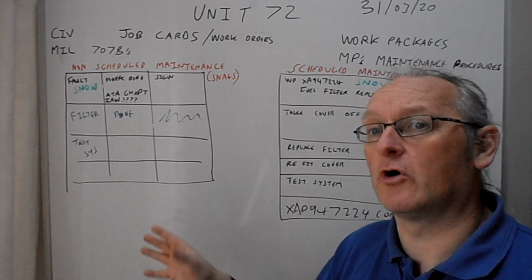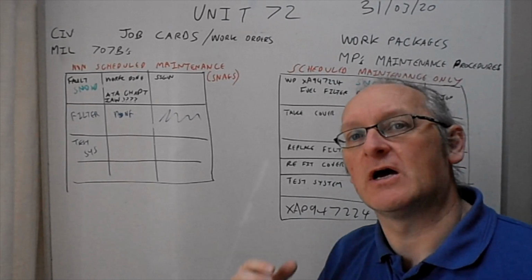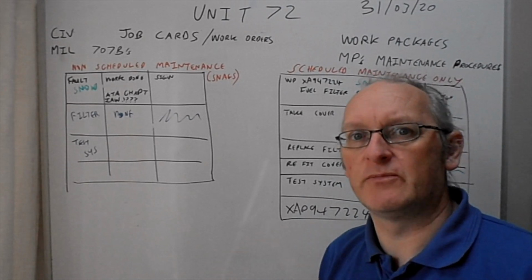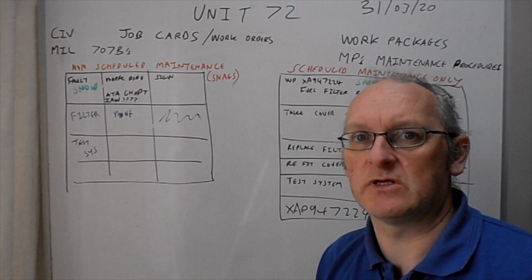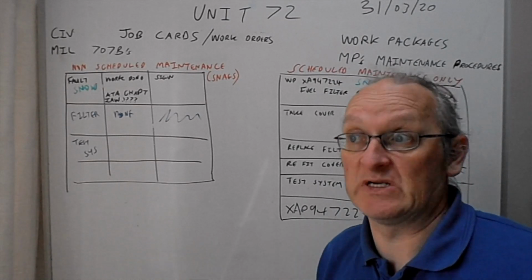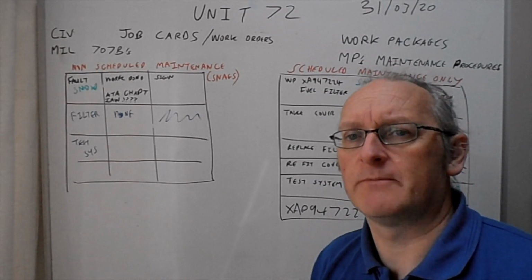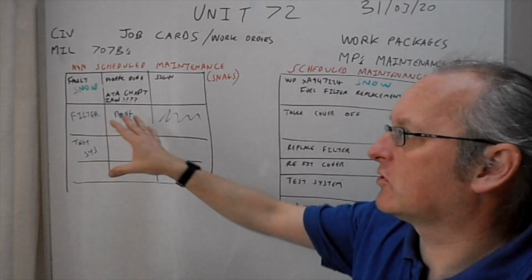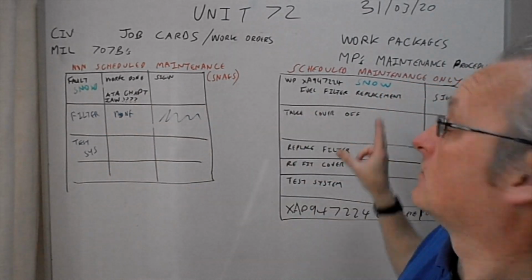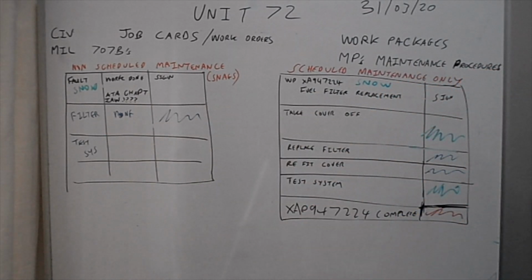There's lots more on this system that I could teach you. I'm trying to get down to the bare bones of what you need to know to meet the criteria. So job cards are for unscheduled work, and work packages are for scheduled maintenance, and that's the basic difference between the two of them.